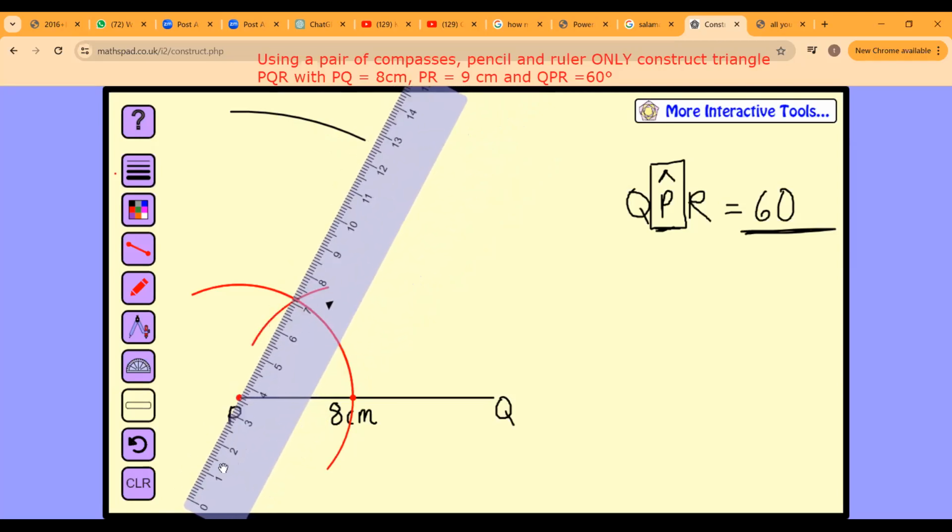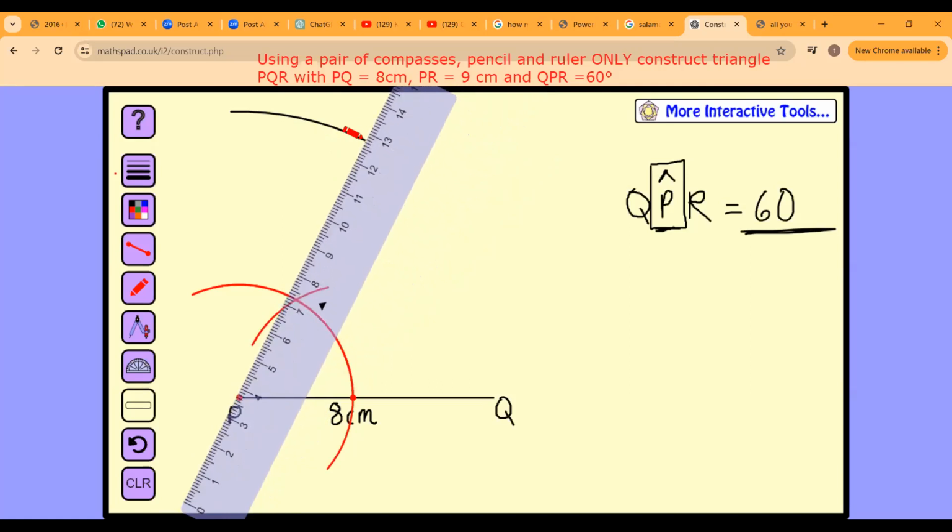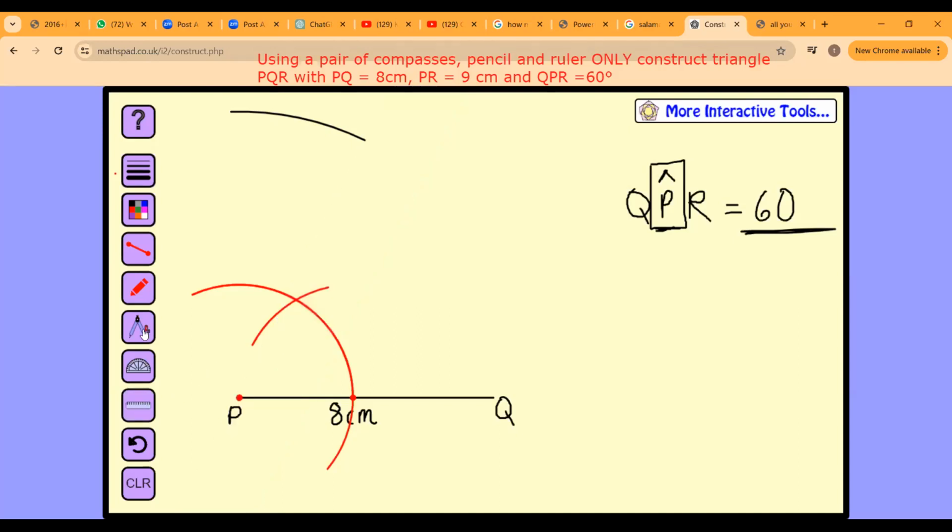Remember, the line should touch this one up top, right? So when you draw that, it's going to go up here. I mean, the line should touch this particular arc that's there. The reason that line should touch that arc is because that arc represents 9 centimeters, which in PR is 9 centimeters.